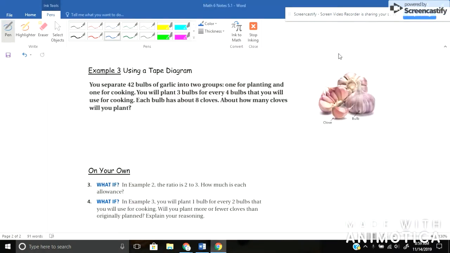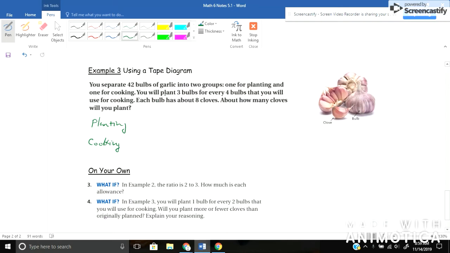Okay, in example 3, we're going to use a tape diagram again, and it says you separate 42 bulbs of garlic into 2 groups, one for planting and one for cooking. Okay, those 2 groups are going to be your 2 tapes. Okay, so I'll have a planting group and I'll have a cooking group. Okay, you will plant 3 bulbs for every 4 bulbs that you will use for cooking.